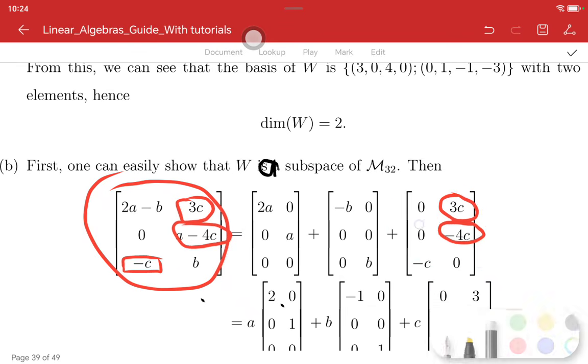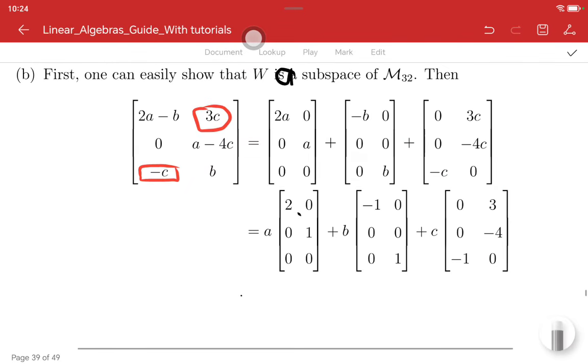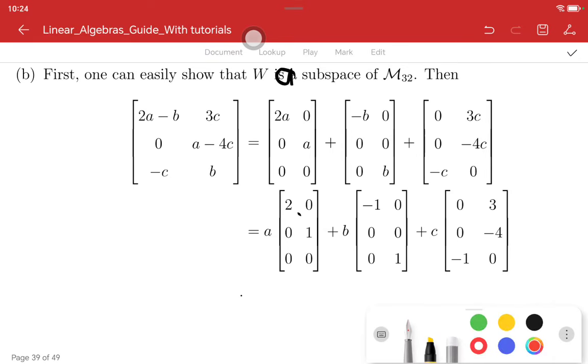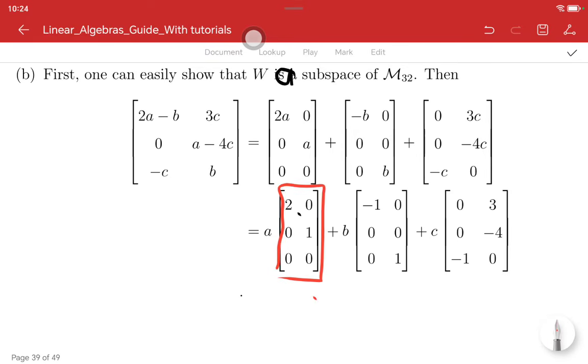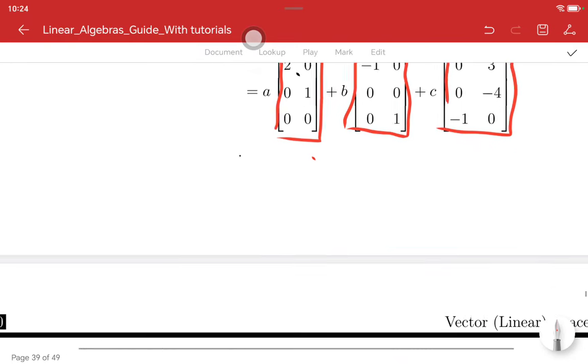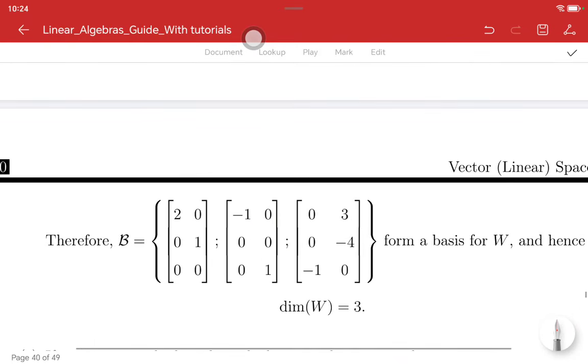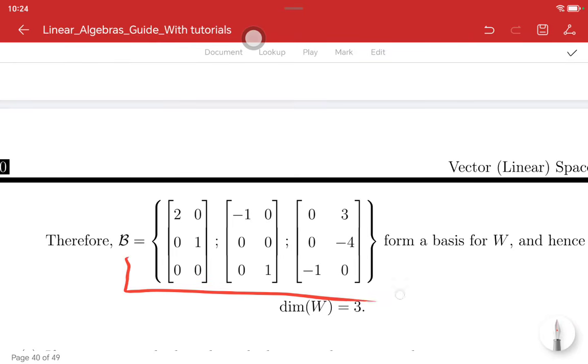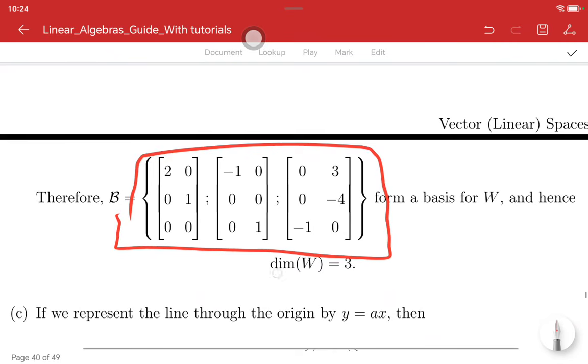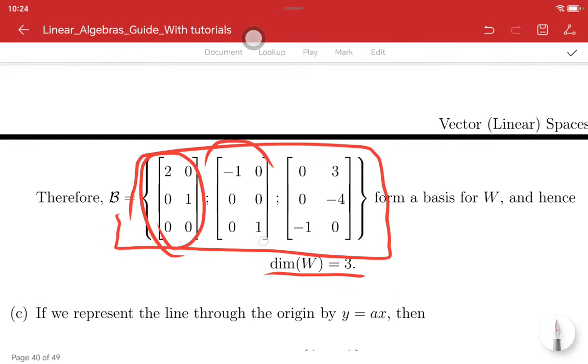Right? From there we can factor out our variables. When I factor out my variables, I find that our vectors, our bases, are these. You see, right? We have 3 bases. Therefore, B will be equal to the set of this, which forms a basis for W. And hence the dimension will be the number of elements within the basis, which is 3, or the number of vectors.